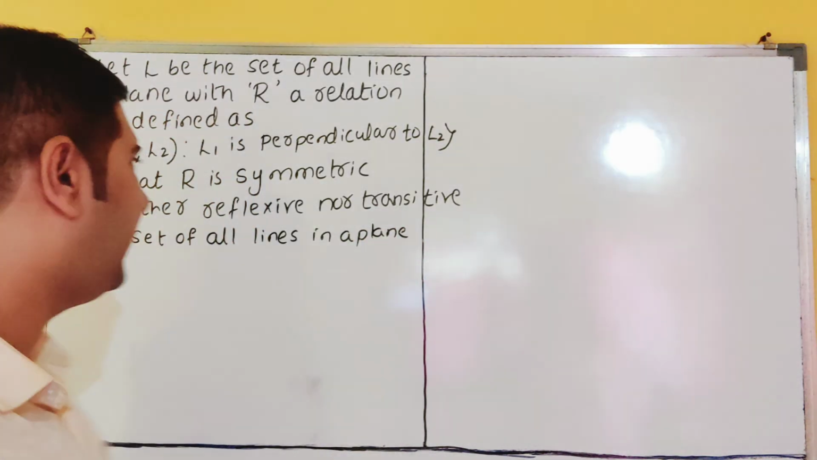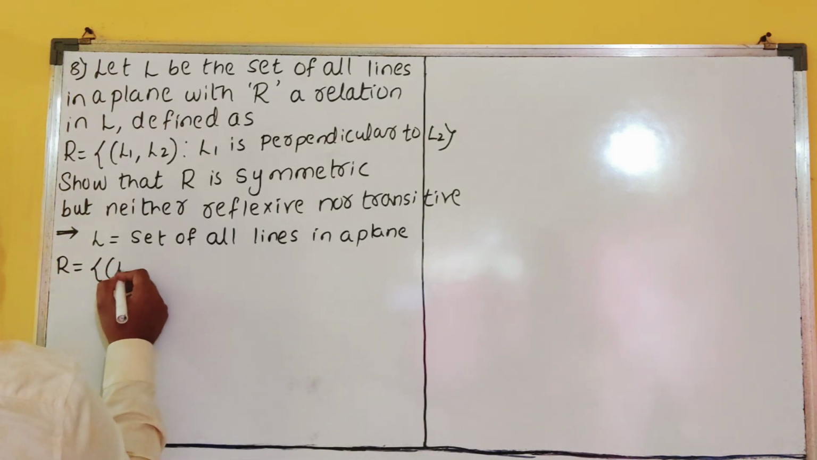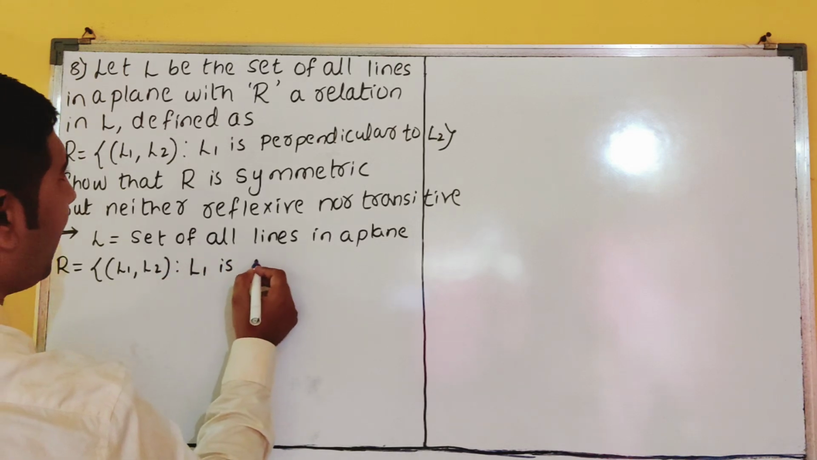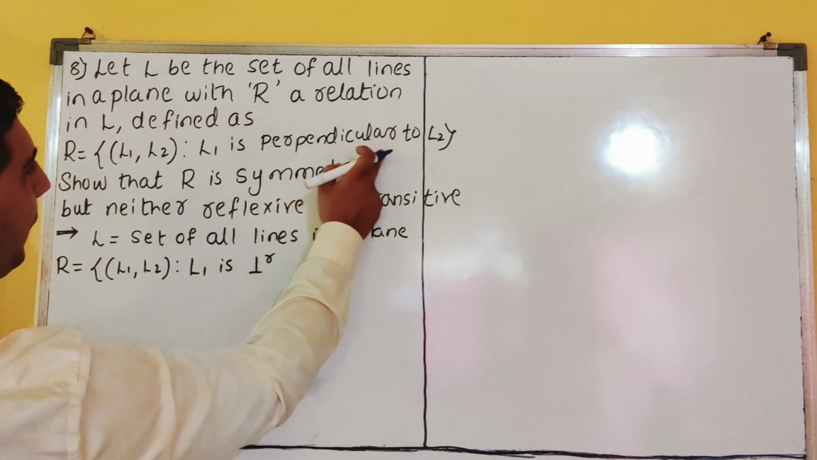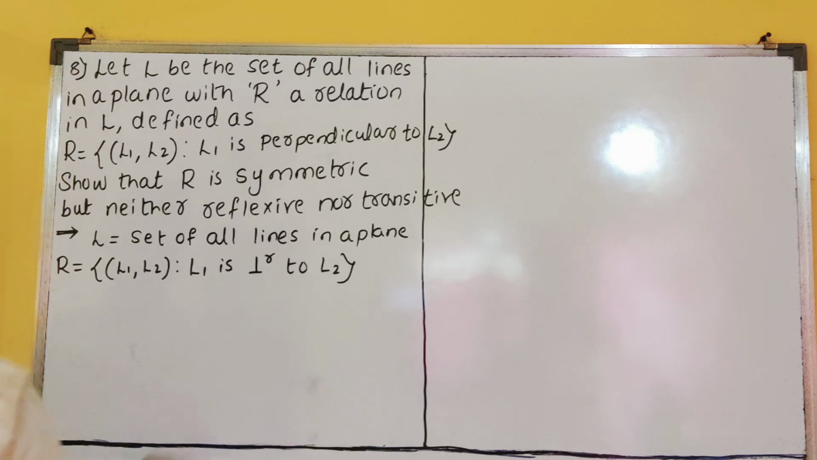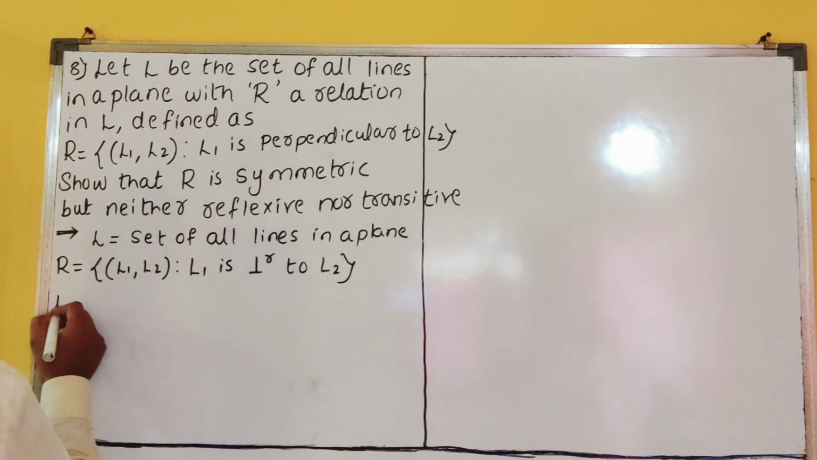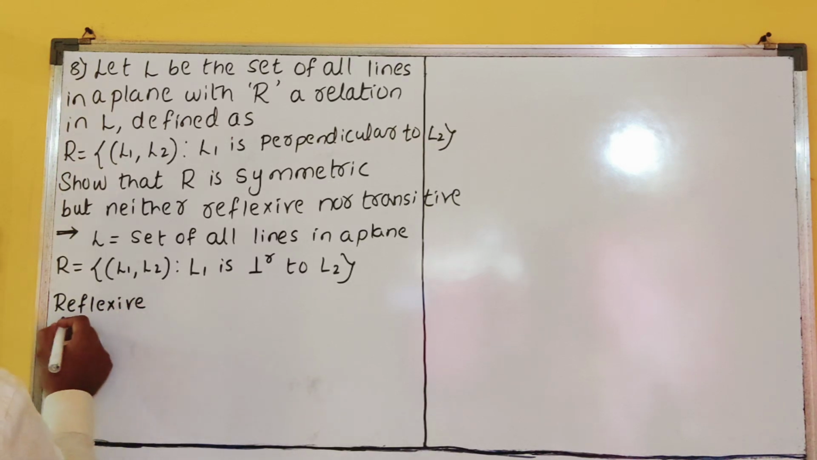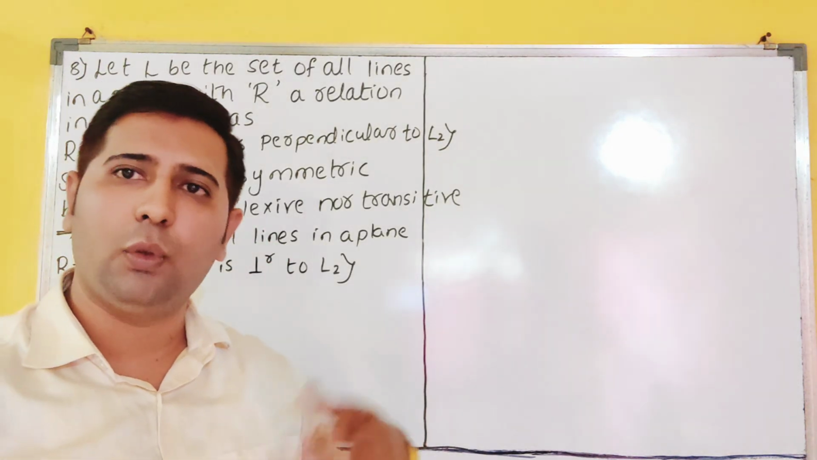Got it. Now see what you have to do. R is defined as (L1, L2) such that L1 is perpendicular to L2. Correct? This is defined. So now first we will see reflexive only. Already, dear students, they have told it is not reflexive. बच्चों क्या बोला है मालूम है? रिफ्लेक्सिव नहीं है बोला है ऑलरेडी, खुद वही बोला है.